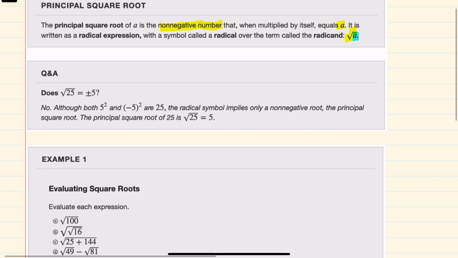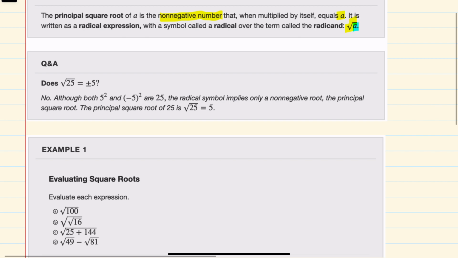That includes the radical, and the value underneath is the radicand. And we start with the question, does the square root of 25 equal plus or minus 5? The thing to recall here is that this radical that we use to express square roots, even though we only say square root, it is the principal square root. So we always mean the non-negative number when we use the radical sign. We're looking for the principal square root, and since that is the non-negative number that when multiplied by itself equals 25, we would only say 5 and not the minus 5.